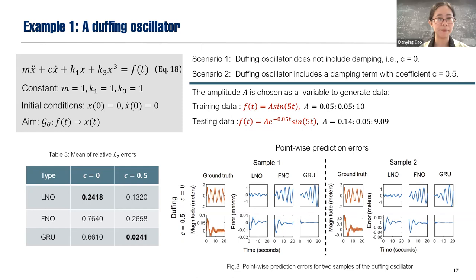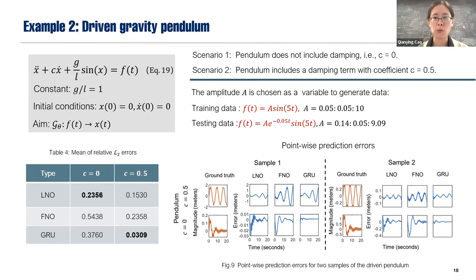In the second example, we consider a gravity pendulum subjected to an external force F(t). The equation which describes the motion of the pendulum is shown in equation 19, where g is the magnitude of the gravitational field, L is the length of the rod, c is the damping due to friction, x is the angle from the vertical to the pendulum, and F(t) is the external force. For simplicity, we have chosen g over L equals 1 in this example. And these two damping cases in example 1 are also considered.